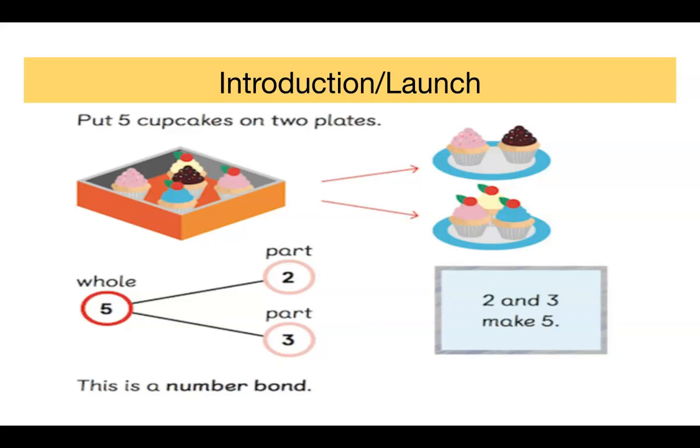All right, so looking at the 5 cupcakes on the 2 plates, the whole doesn't go away, there it is, but we put them onto 2 different plates, one with 2 and one with 3, and there is a relationship between the whole, which is all of the cupcakes in the box, and the 2 parts, the 2 and the 3. So this is a number bond, and there are many addition sentences that come out of this. So it could be 5 equals 2 plus 3, or 5 equals 3 plus 2, or 3 plus 2 equals 5, or 2 plus 3 equals 5.